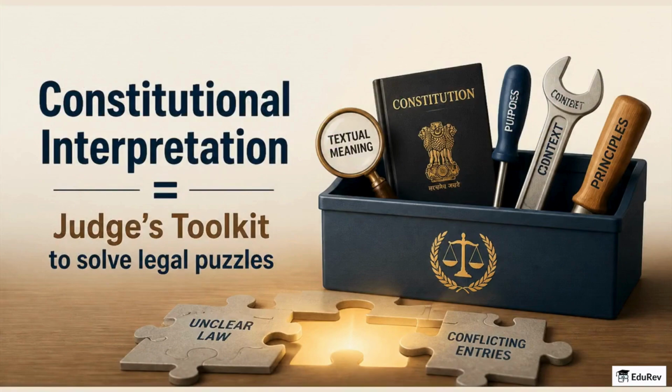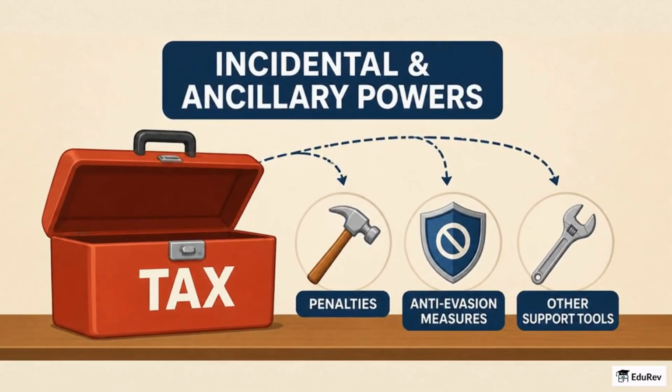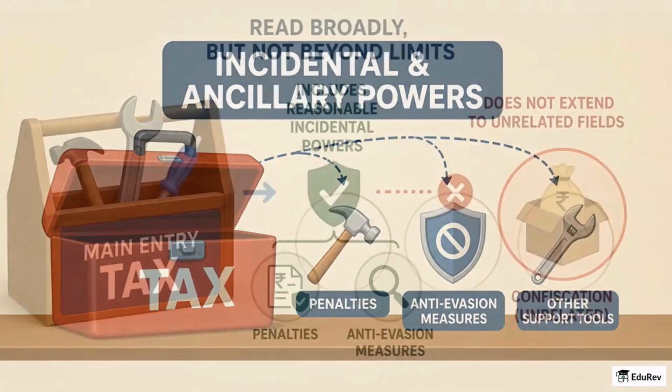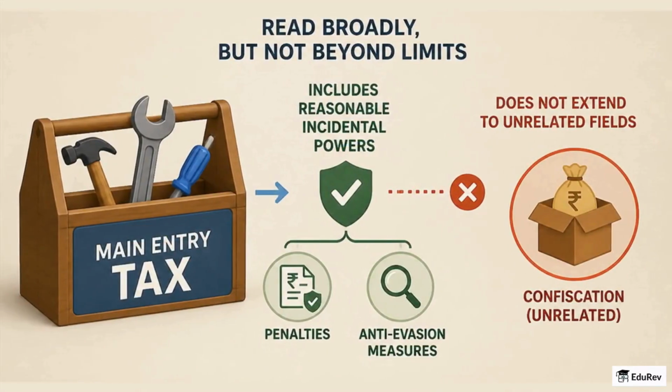Think of constitutional interpretation as a toolkit judges use to solve different puzzles when laws or entries seem unclear or conflicting. First, the doctrine of incidental and ancillary powers. Imagine a main toolbox labeled tax and small tools like penalties and anti-evasion measures that help the main tool work. This doctrine says a legislative entry should be read broadly to include reasonable incidental powers necessary for its execution, but not to expand into unrelated fields like confiscation.